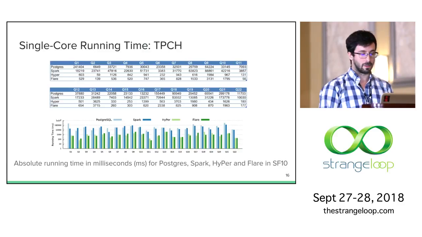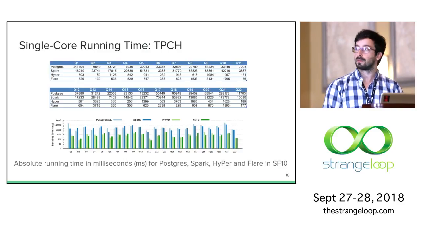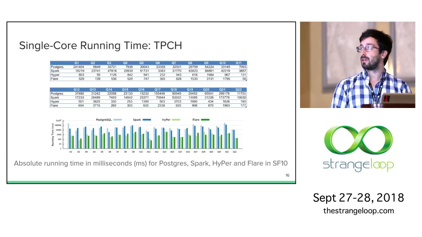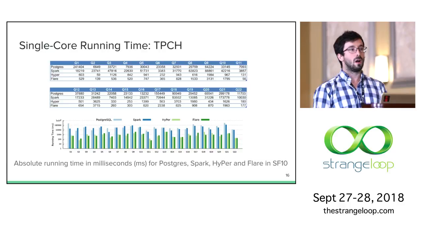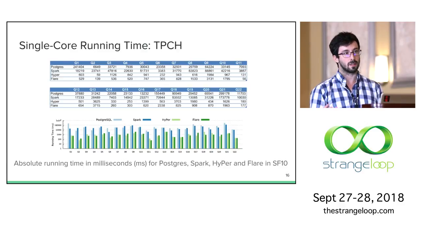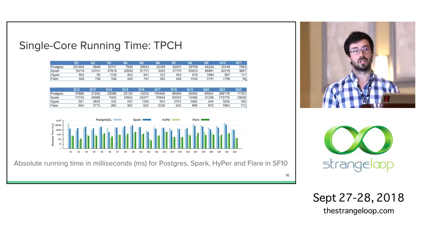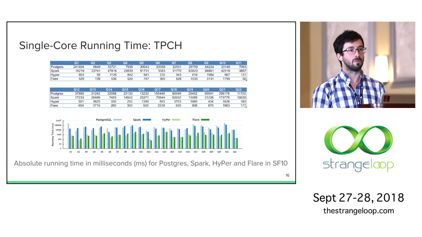on a machine that has much more memory than that. We compare four different systems. We compare Postgres, which is a very old-fashioned database system, not really in-memory processing. We compare Spark, where we say, okay, now we don't really want to use the disk, let's put everything in memory.